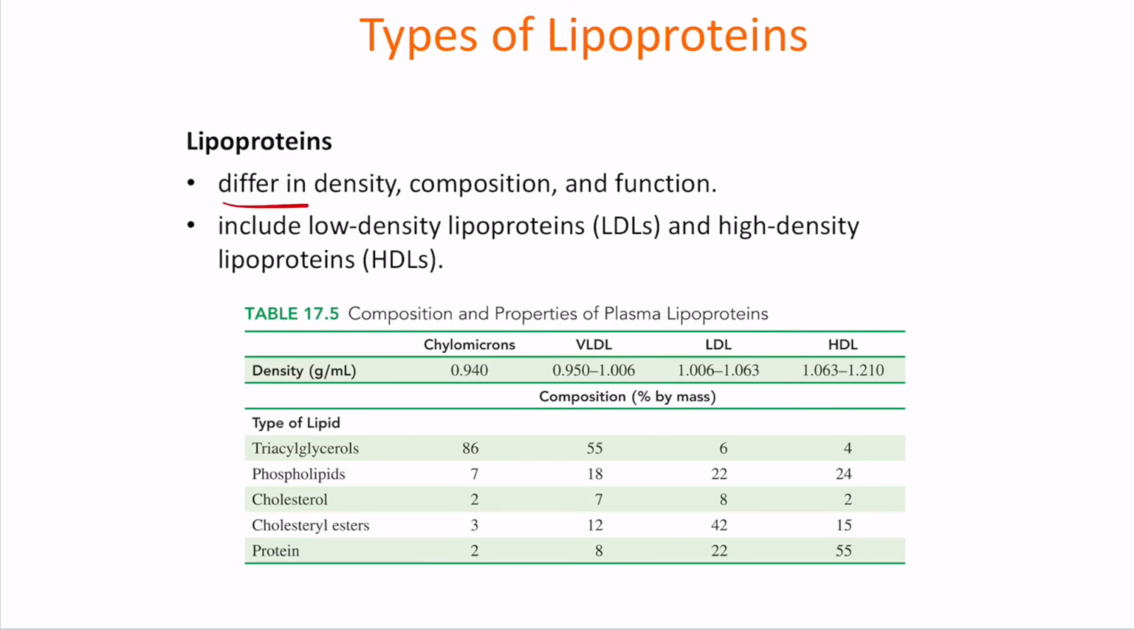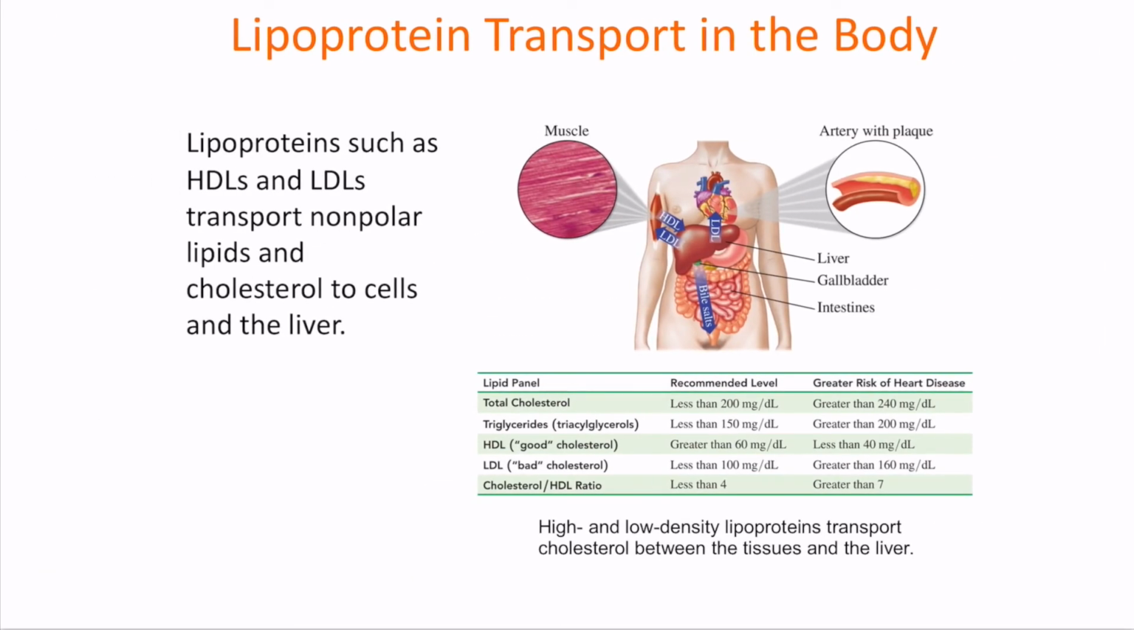So lipoproteins differ in density, composition and function. You have two main types of them. One is LDLs, which is low density lipoproteins, and HDLs, which is high density lipoproteins. Now this is the composition. This is a table that shows the composition of the different lipoproteins in the blood plasma. Now lipoproteins, mainly HDLs and LDLs, transport non-polar lipids and cholesterol to cells and the liver.